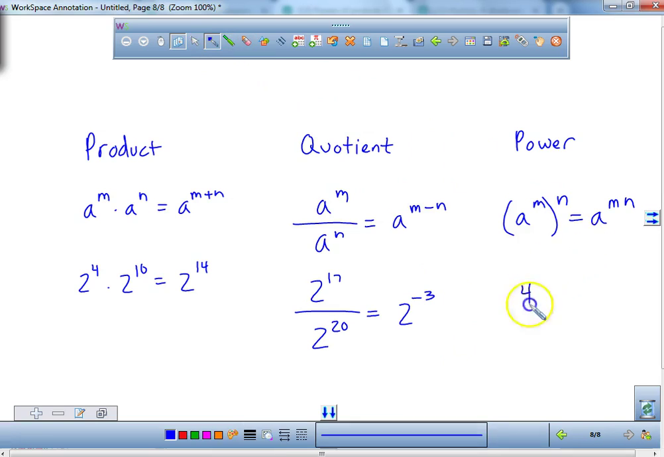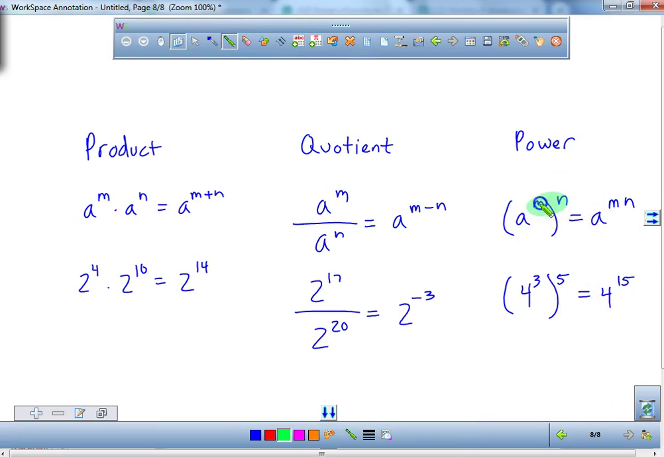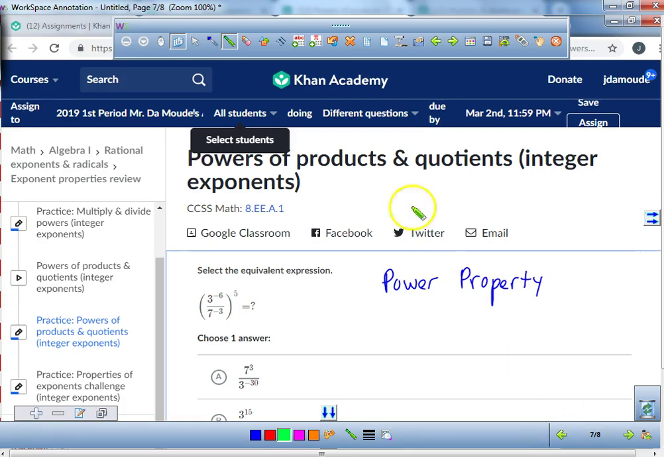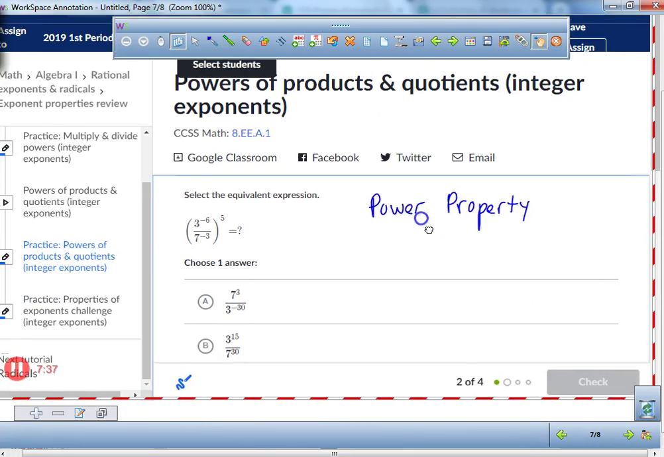But if I said 4 to the power of 3, and I said to the power of 5, this is the only time you're allowed to multiply your numbers together. So this would be 4 to the power of 15. That's the power property. You are allowed to take these numbers and do what with them? Multiply them together. That's the power property. So if I go back here and take a look at our problem.